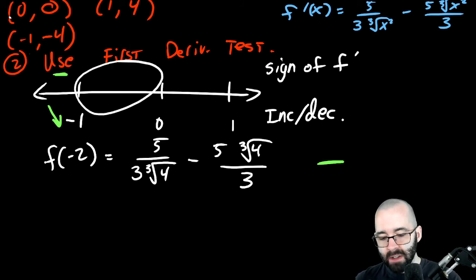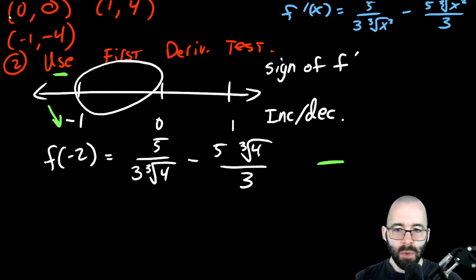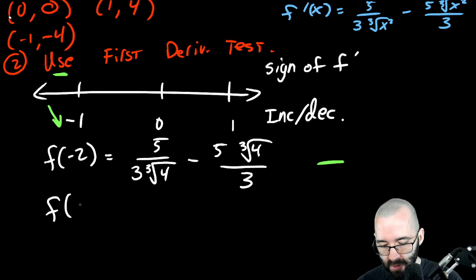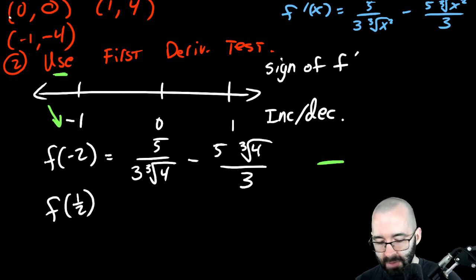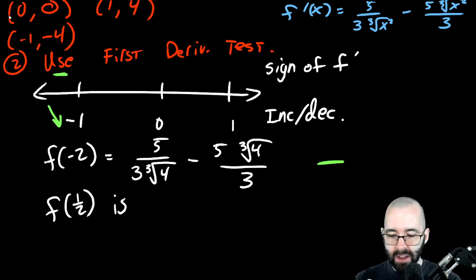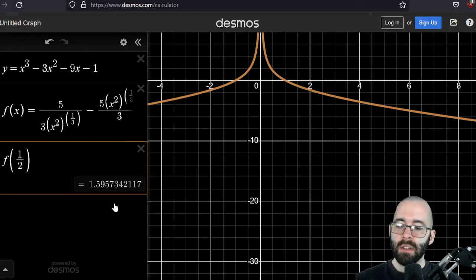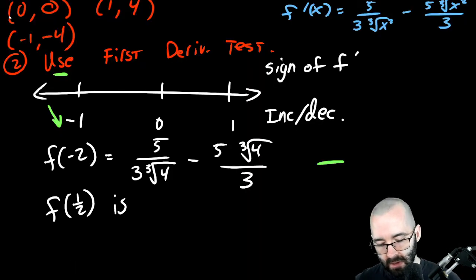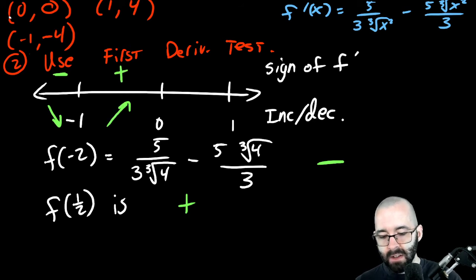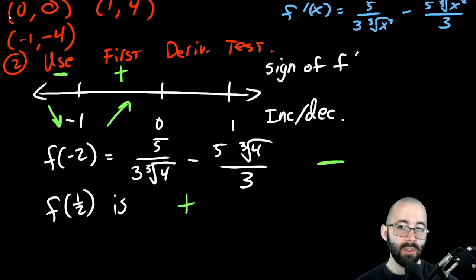Now we pick a point on this interval. Can't pick -1, can't pick 0. Have to pick something on the inside of the interval. We'll do a half. And again, I'm going to use a calculator on this one as well. At 1/2, it's positive. So it's positive everywhere here. We know that that first location, -1, is the location of a local minimum.